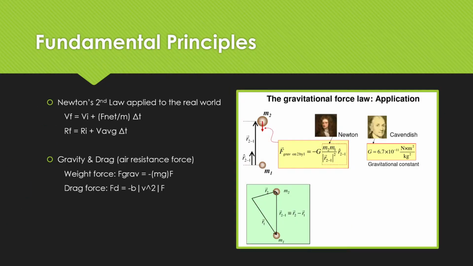The fundamental principles used in this lab were Newton's second law, which we're very much familiar with at this point, using the velocity and the position equations that you see, but newly gravity and drag. So weight force, in this case gravity, is equal to negative mg times j hat, and drag force equals negative b, magnitude of velocity squared, times v hat. You can see more about this in the picture on the far right, which talks about the force of gravity on one object to another, which will be applied to the lab.